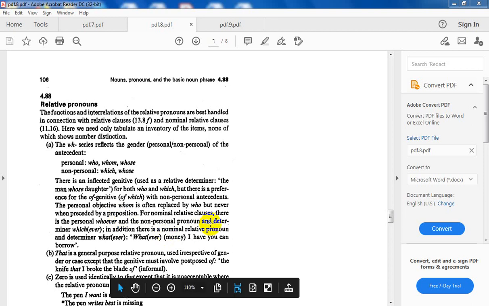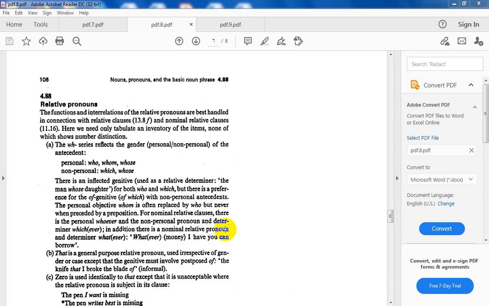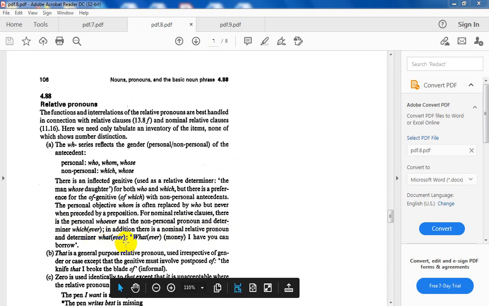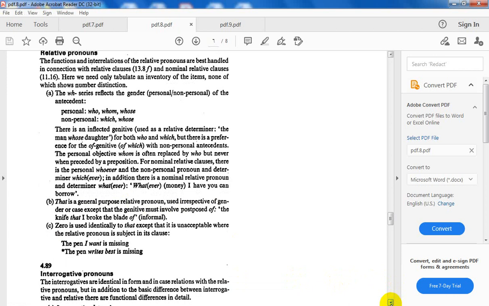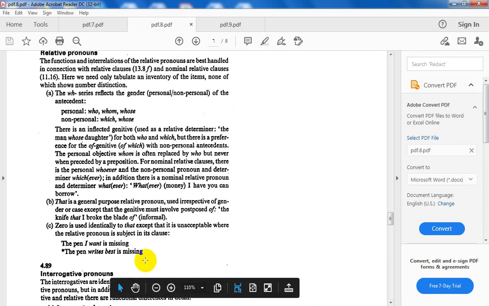For nominal relative clauses, there is the personal whoever, and the non-personal pronoun and determiner which or whichever. In addition, there is a nominal relative pronoun and determiner whatever: whatever money I have, you can borrow. Again, what else? That is a general-purpose pronoun used irrespective of gender, for personal and non-personal: the knife that I broke the blade of.